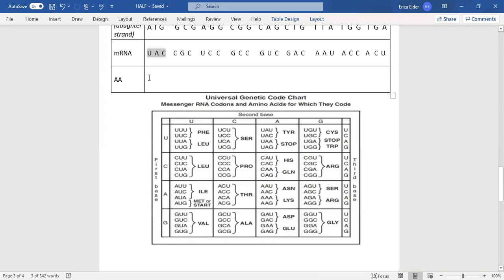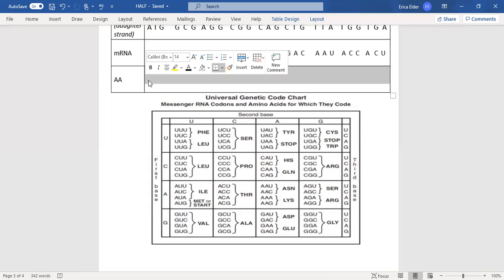So take this moment and go ahead and pause the video and give yourself a moment to do your amino acids. All right. So you've had a moment to try that. So let's see if you arrived at the same amino acids I did.